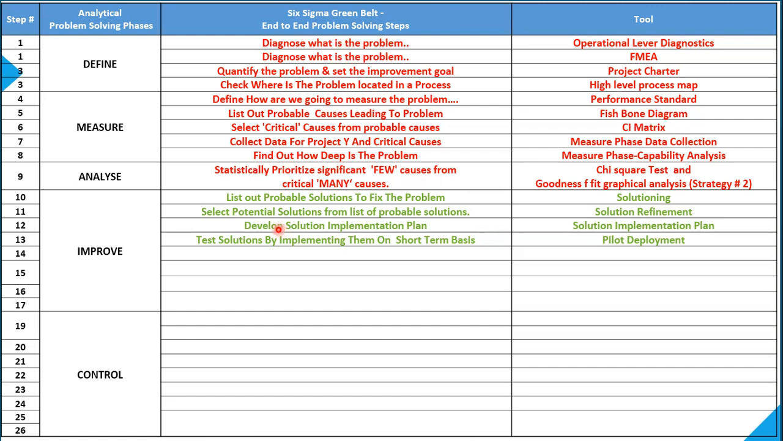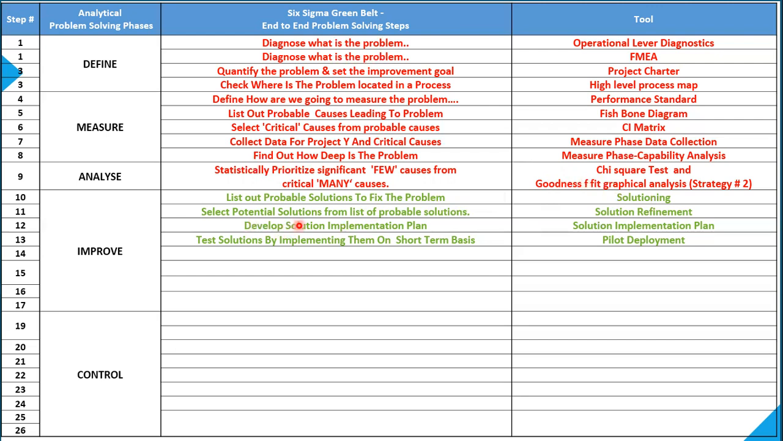So for that sake, we'll go ahead and list down the probable solutions to fix the problem, with the help of a solutioning tool, and then, of course, a brainstorming session. The way we had a brainstorming session to find out the probable causes, we'll again have a similar kind of brainstorming session. By the way, please read here as goodness of fit test. It's not goodness F fit test. So that's a bit of a typo. Please forgive me for that.